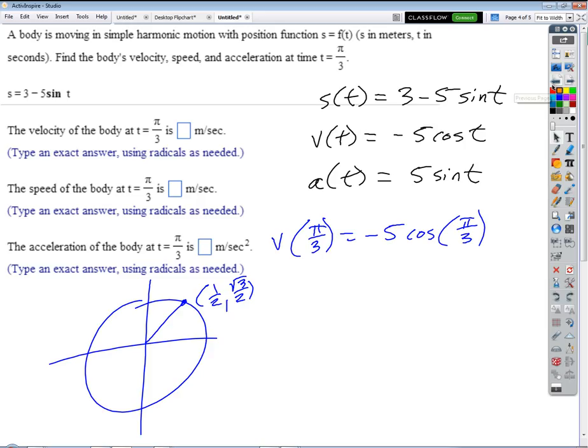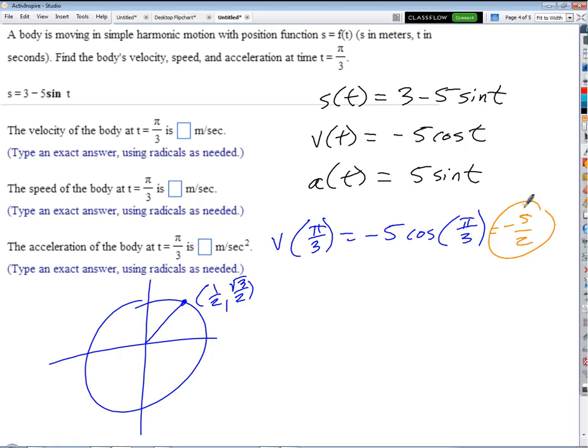So pi thirds is 60 degrees, so that's going to be small x, big y, right? Yeah, so 1/2. Okay, good. So that's going to be 1/2. So negative 5/2, right? Okay, so there is that answer. What's the speed then? 5/2, absolute value, right?